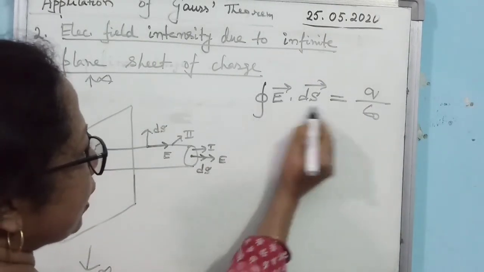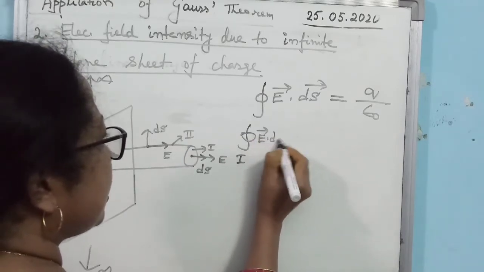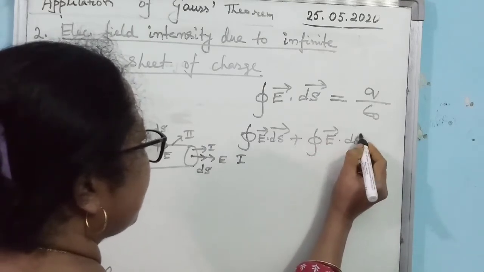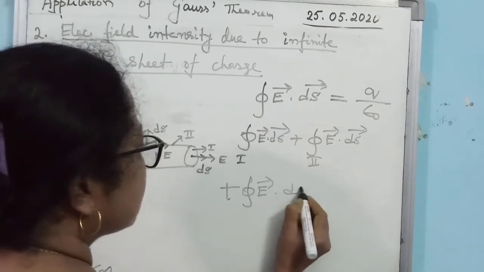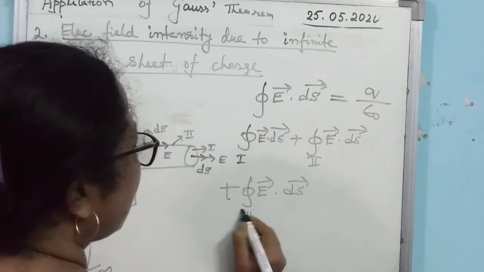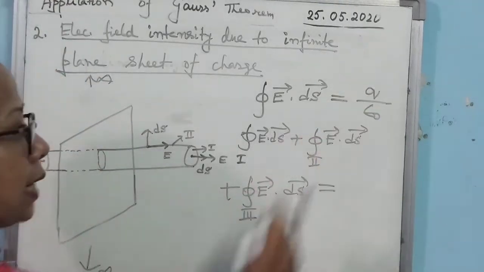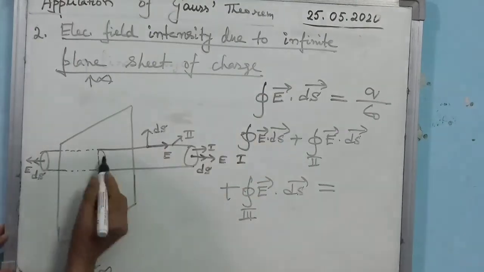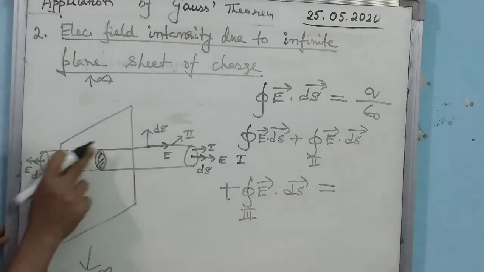So you see how I can write this one. I can break it as we did: integration E dot ds for the first surface, integration E dot ds for the second surface, and integration E dot ds for the third surface. Alright, now come to the right side. Q upon epsilon naught. What does Q represent? The charge enclosed by the Gaussian surface. So if you look at the diagram, Q represents the charge present within this area.